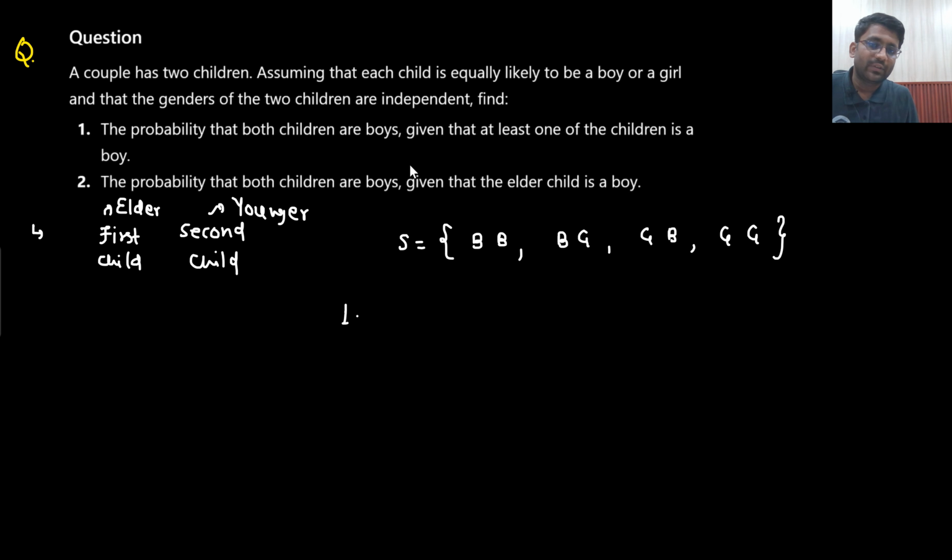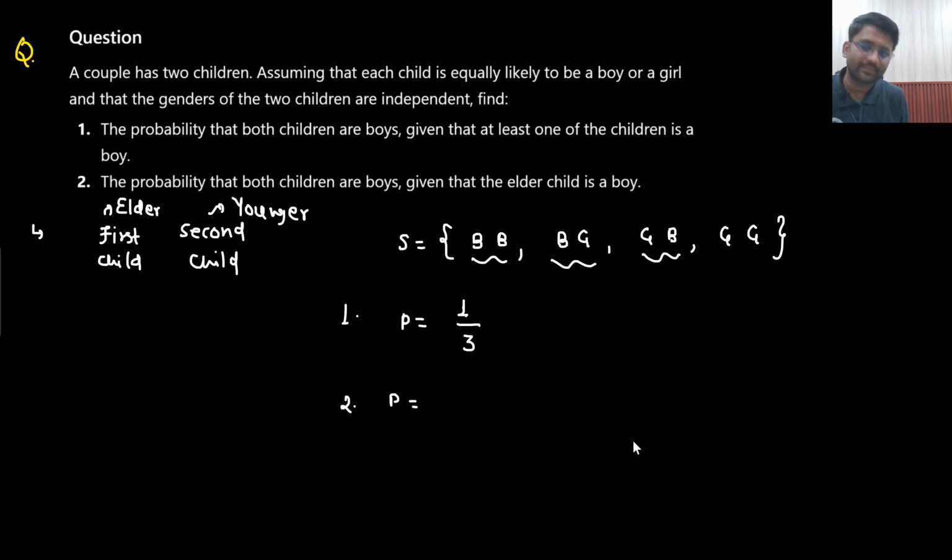Now what is given in the first one? Given that at least one of the children is a boy. That means there are a total of 3 chances. Then what is the probability that both children are boys? Only one chance is there out of 3. Answer is 1 by 3.